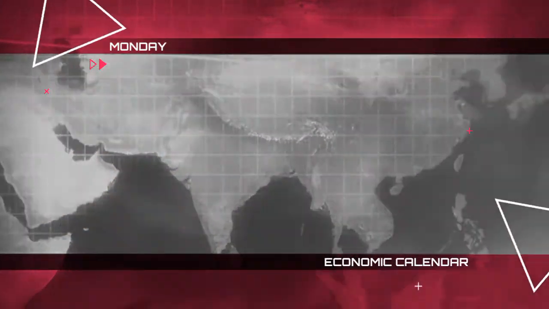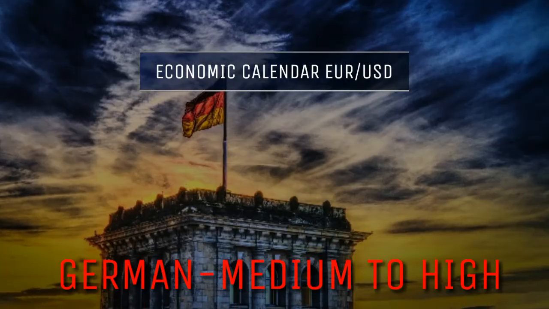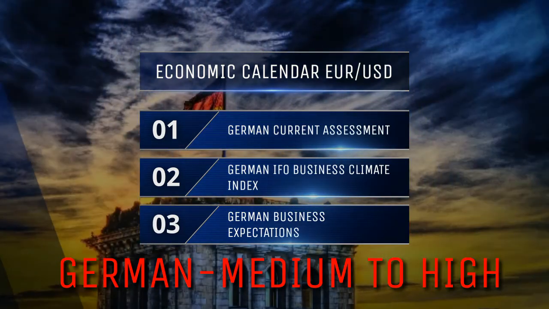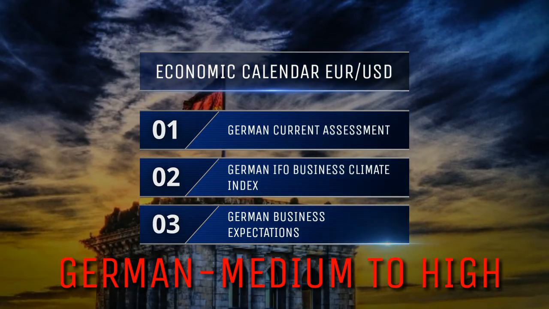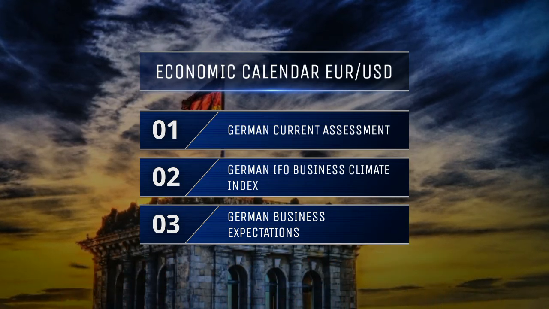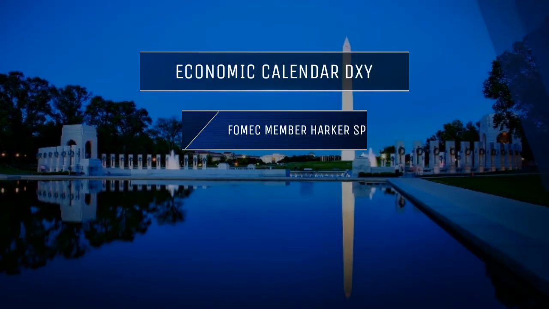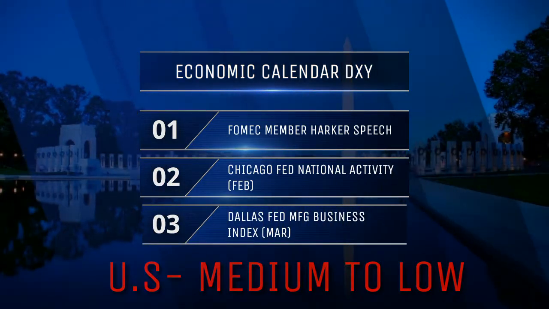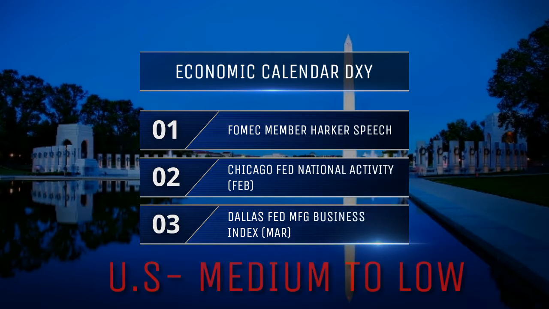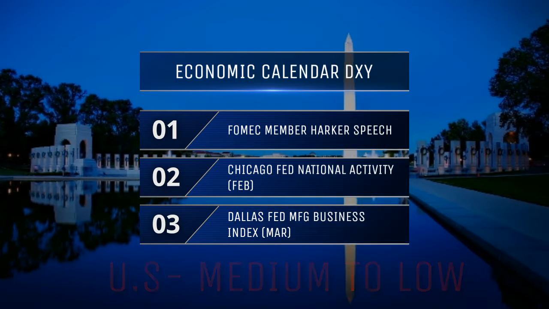Let's move on to the economic calendar for Monday. On Monday, we are waiting for the following economic headers to be released from Germany. We are looking for the German current assessment, the German IFO business climate and the German business expectations, with importance from medium to high. Moving on from Germany to the United States, we are waiting for the following headers: FOMC member Harker speech, the Chicago Fed national activity for February, and the Dallas Fed MFG business index for March. That's all for the economic calendar.